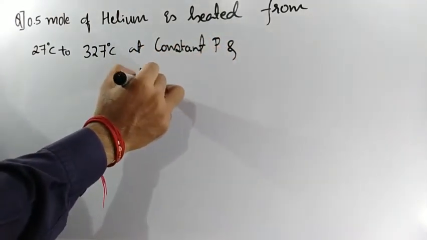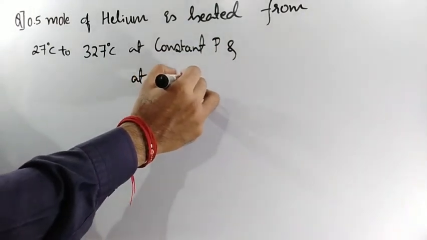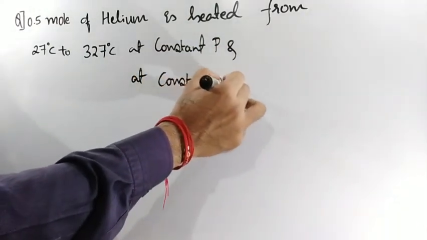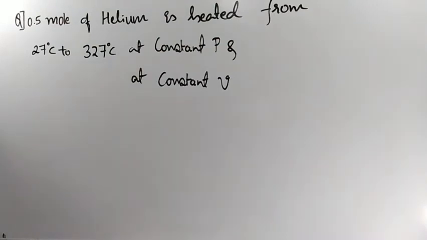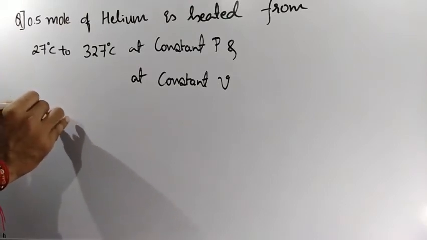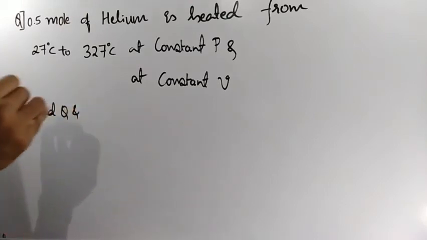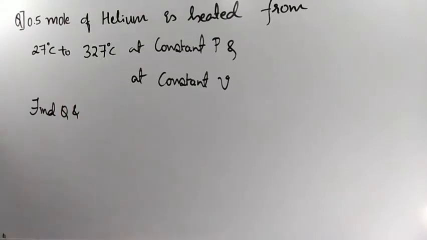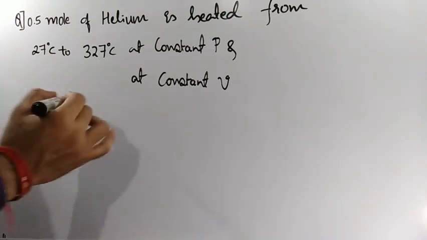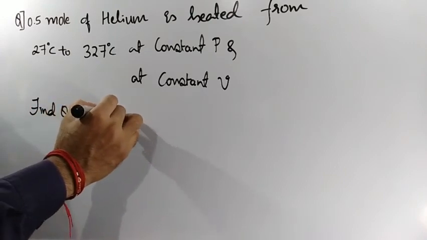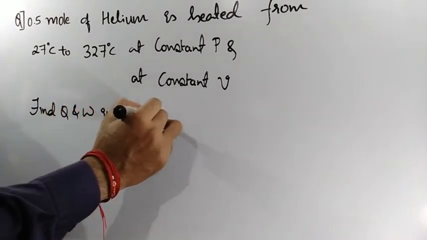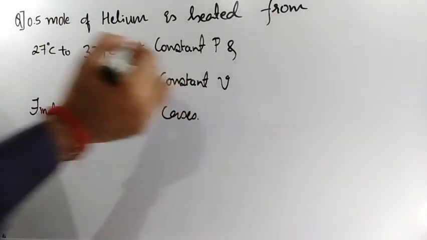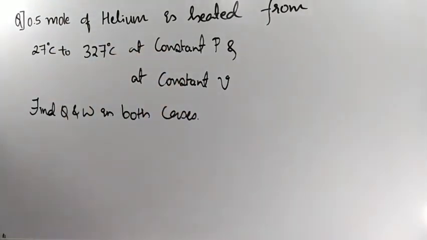and at constant volume, and you are expected to calculate Q and W in both the cases. You have to calculate Q as well as W in both cases.